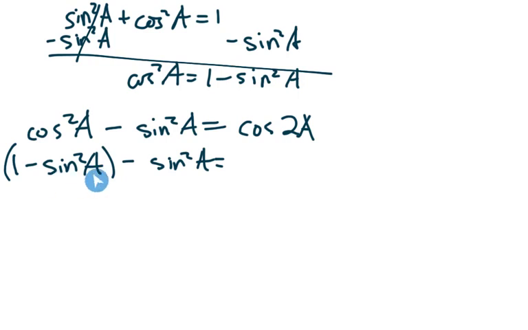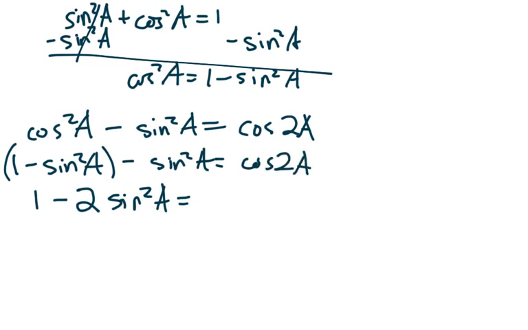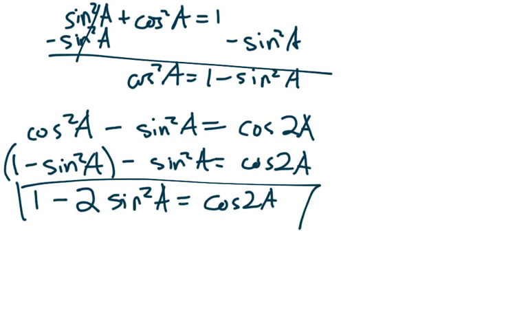Now we've got a negative sine squared and a negative sine squared. They have the same sign. So they're both going to get to be a bigger negative number. The coefficients, negative 1 and negative 1, when I add them up, negative 1 plus negative 1 is negative 2. So cosine 2A is equal to this also.